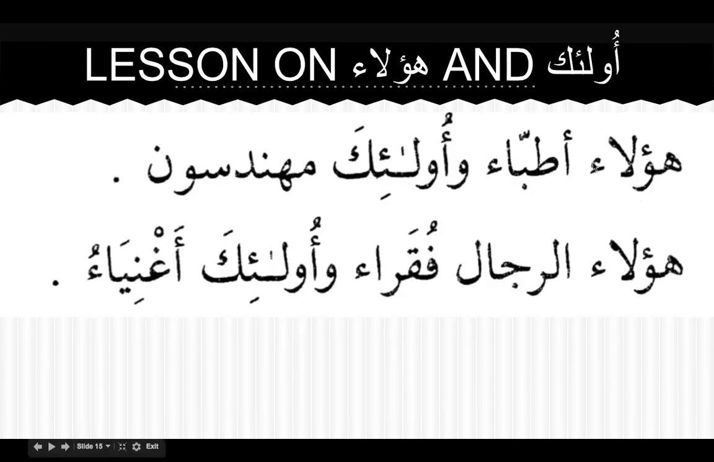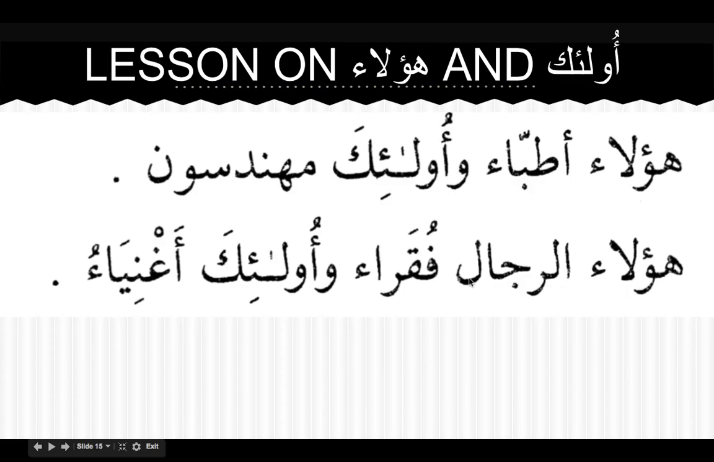So this is how we need to understand. Ha'ula'i atibba'u. When you see ismul ishara and there is no al, that means it is a full sentence, and we can put "are" here. These are doctors. Ha'ula'i atibba'u, wa ulaika muhandisuna, and those are engineers. But if you see ismul ishara followed by al, you cannot put "are" here, so it will be these men. You don't say these are men, we say these men.